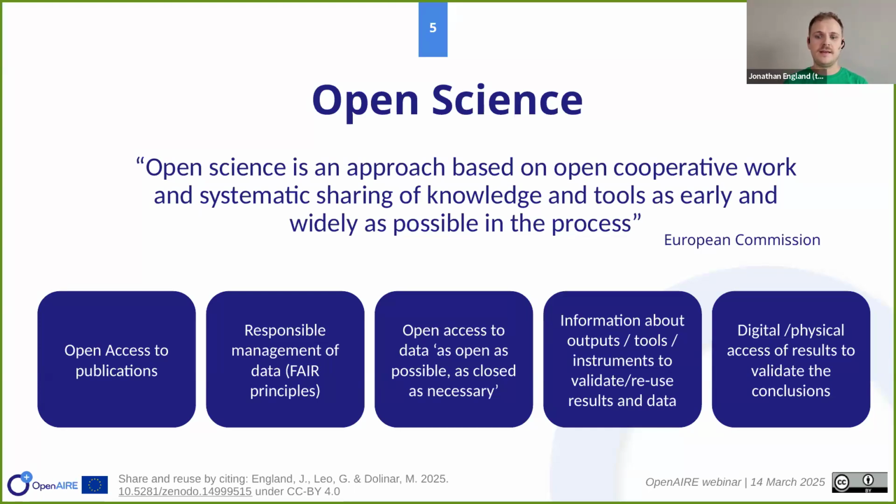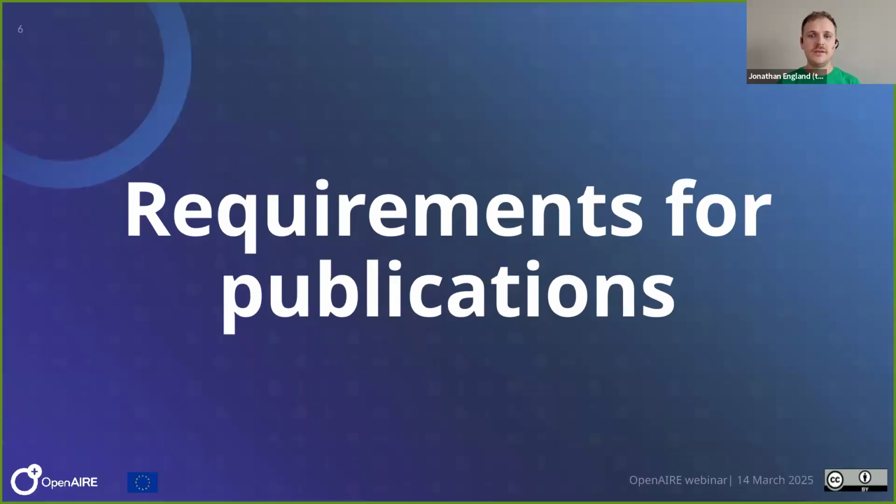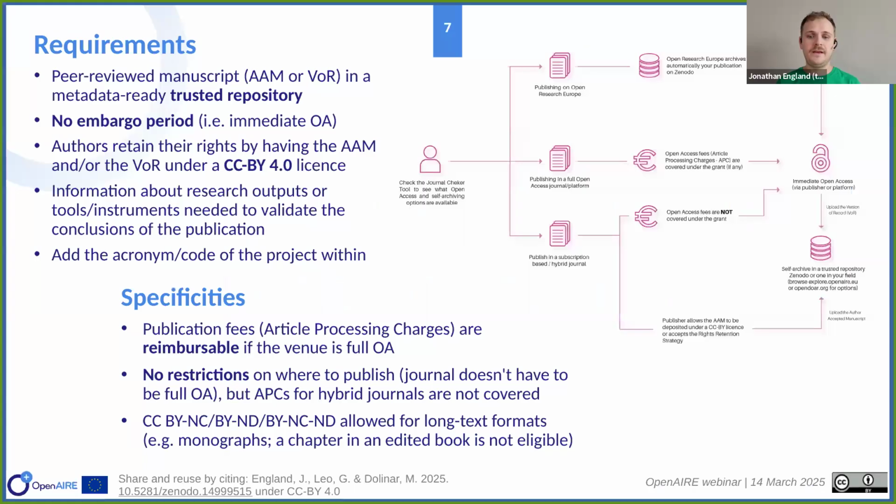One specificity is that you should also provide information about outputs, tools, instruments to validate and reuse the results and the data, and also give digital and physical access to the results to validate the results of your studies. So let's start with publications. This is one slide that summarizes what I'm going to go into in more detail now. This is for your reference afterwards if you want a snapshot of what I'm going to talk about.